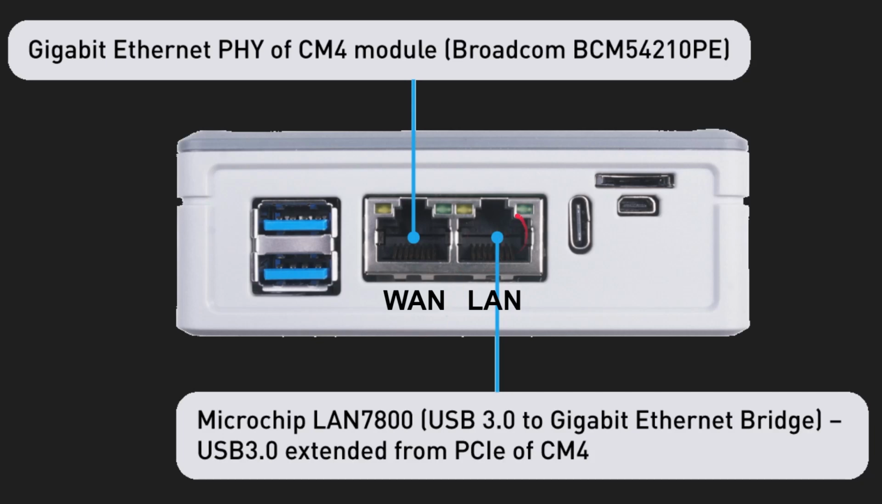As I said, that's the LAN port, the one on the right-hand side, Ether 0 in Linux terms. The WAN port is the one here on the left-hand side, Ether 1. And we'll talk more about it, but you can see the gigabit Ethernet physical connection of the CM, the compute module 4, which is based on the Broadcom, is the one on the left. The one on the right uses the Microchip LAN7800, which is USB 3 to gigabit Ethernet, and we'll talk more about that now.